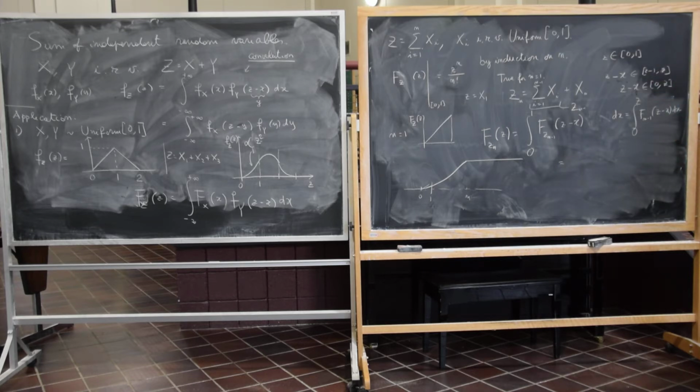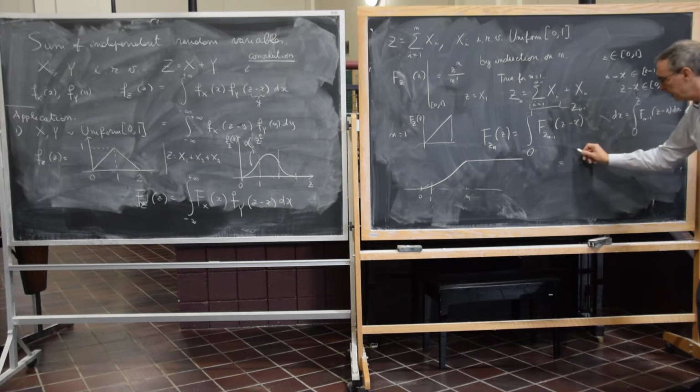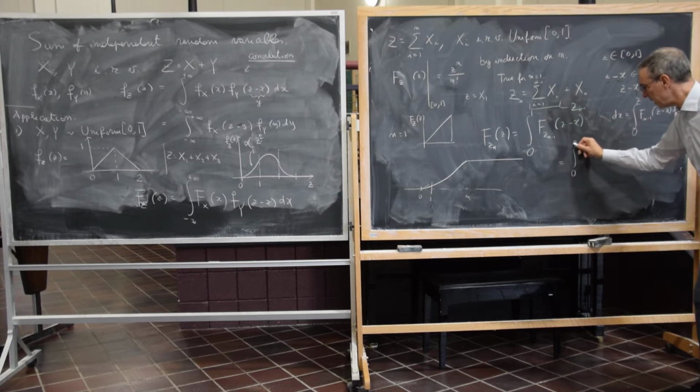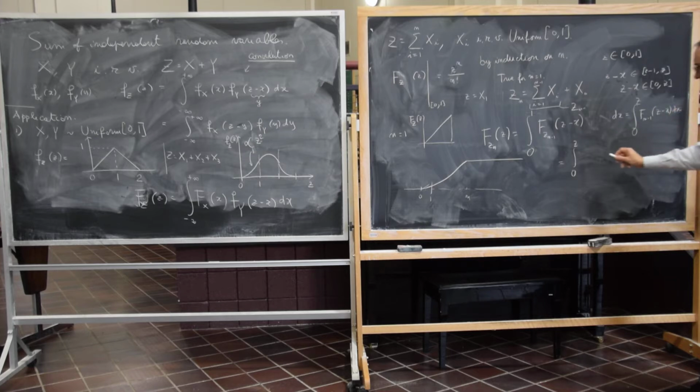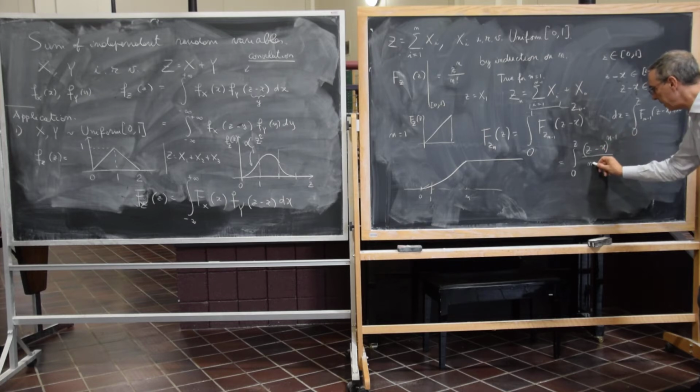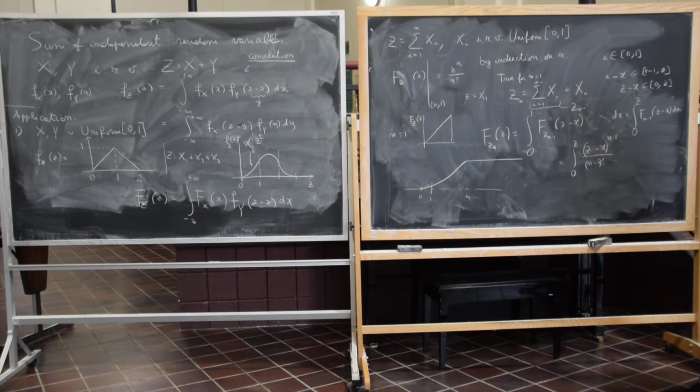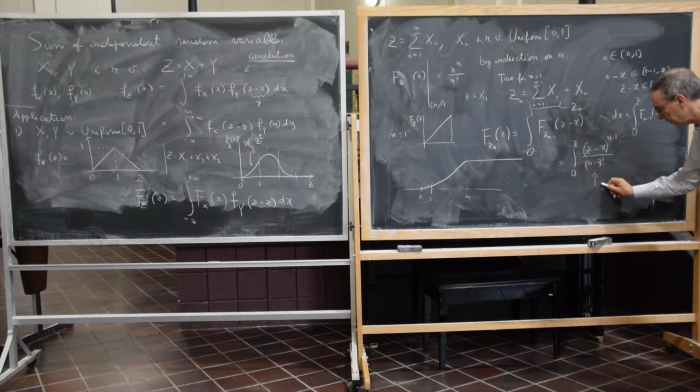So when you integrate this from 0 to z, up to now you didn't use the inductive hypothesis. Now we use the inductive hypothesis. This is the integral from 0 to z, and now we replace this one by z minus x to the n minus 1, divided by n minus 1 factorial. We are using here the inductive hypothesis.